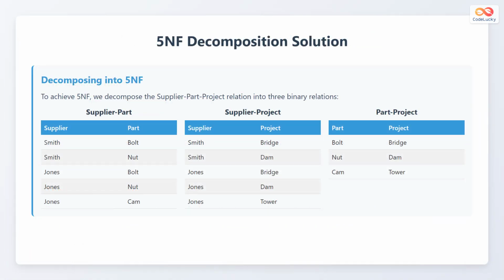To achieve fifth normal form, we decompose the Supplier-Part-Project relation into three binary relations: supplier-part, supplier-project, and part-project. Here are the three tables.